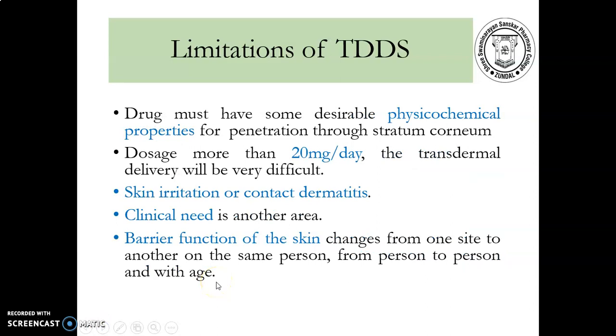Limitations of transdermal drug delivery systems. The drug must have some desirable physico-chemical properties so that it can easily penetrate the stratum corneum. The amount of drug dose should not be more than 20 mg per day. Otherwise, it is very difficult to transfer from one layer to another layer.